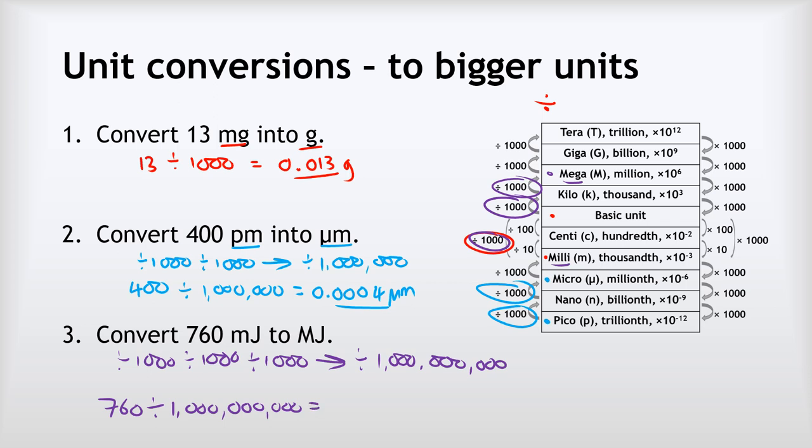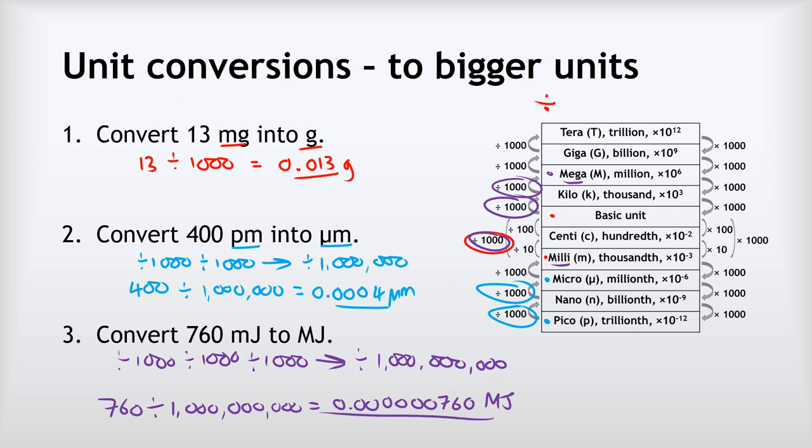And that will give us 0.00000000760 megajoules, like that. Now that's a very silly unit conversion. You'd never really need to do that, but what we've done is we've just applied the principle.